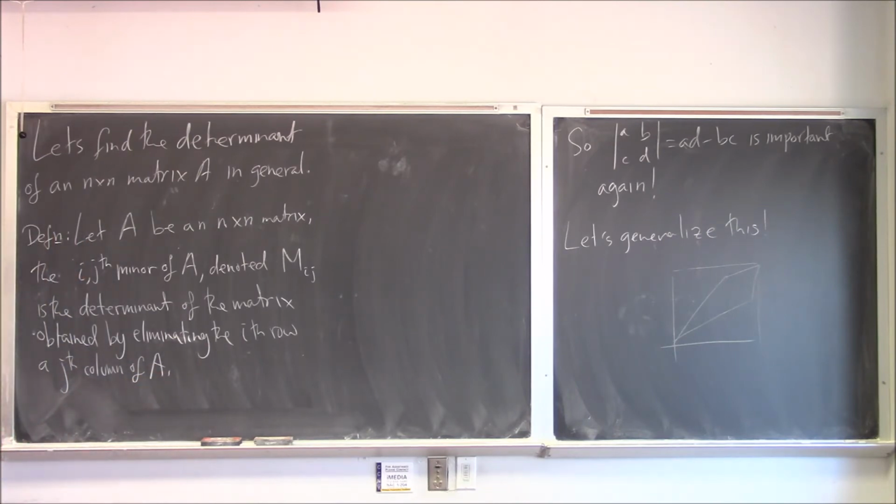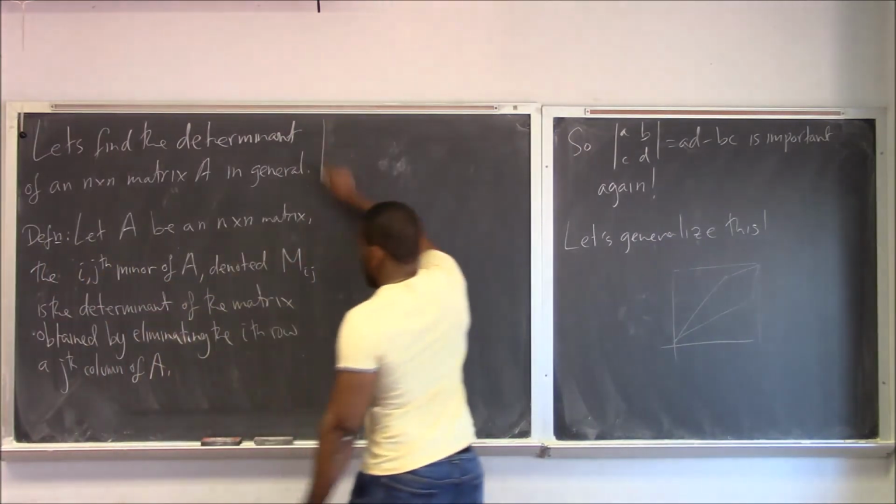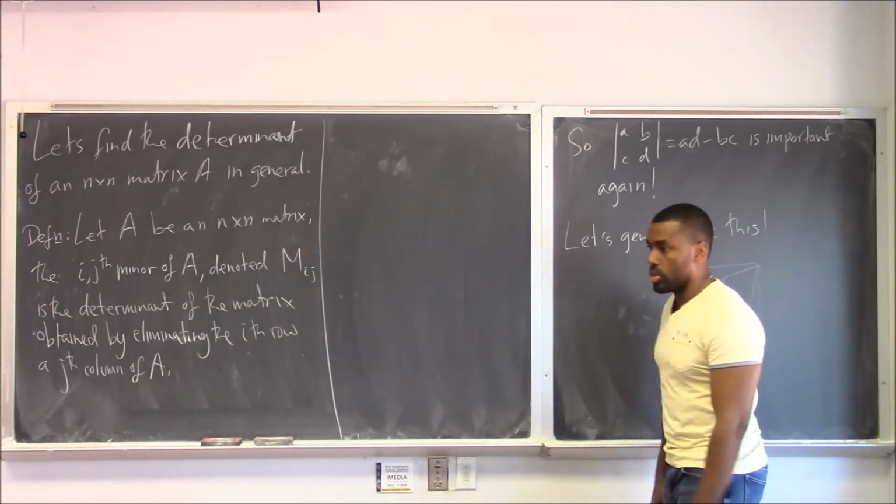So our definition is going to be somewhat recursive. I'm going to define determinants in terms of determinants, to the point where it can cascade down to the 2 by 2 determinant, which we know how to find. That's going to be the idea. So I'm going to start defining things that will allow us to do this recursion.